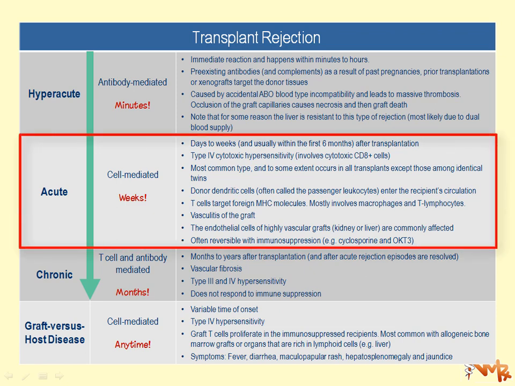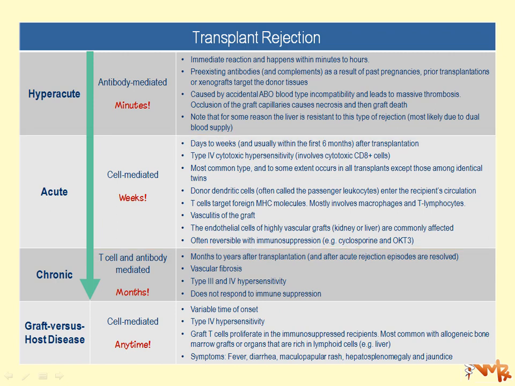Acute type is cell-mediated. It takes from days to weeks for it to happen, and usually happens within the first 6 months after transplantation. This is a type 4 cytotoxic hypersensitivity, involves cytotoxic CD8 positive T cells. This is by far the most common type of transplant rejection, and to some extent occurs in all transplants with the exception of those that are among identical twins.